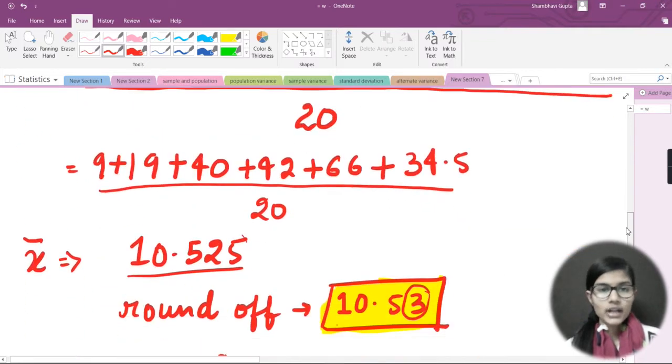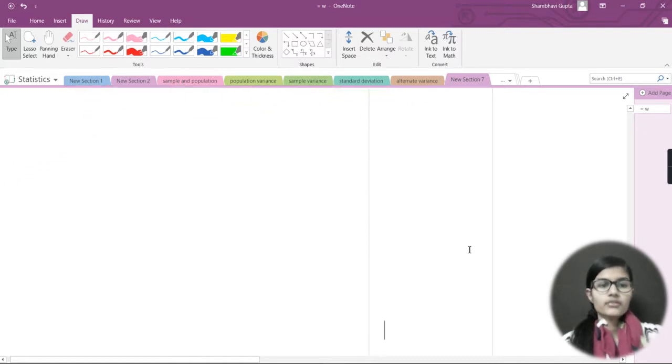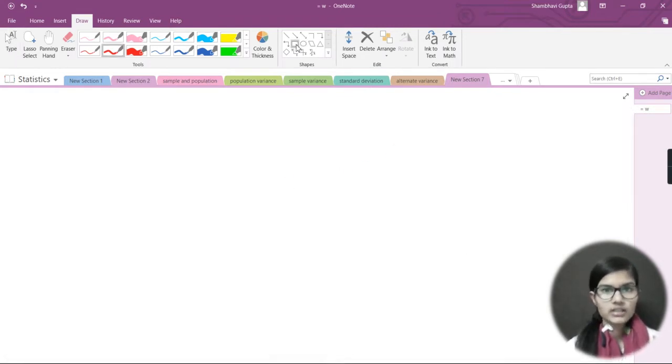Now here comes a lot more calculation in this question. Fine. And what I need to find is the sample standard deviation. For that, I would be telling you a nicer and a proper way of doing all these things.